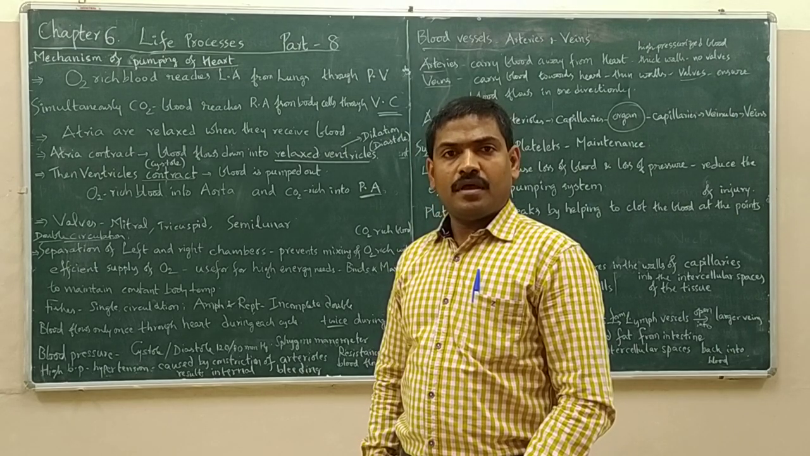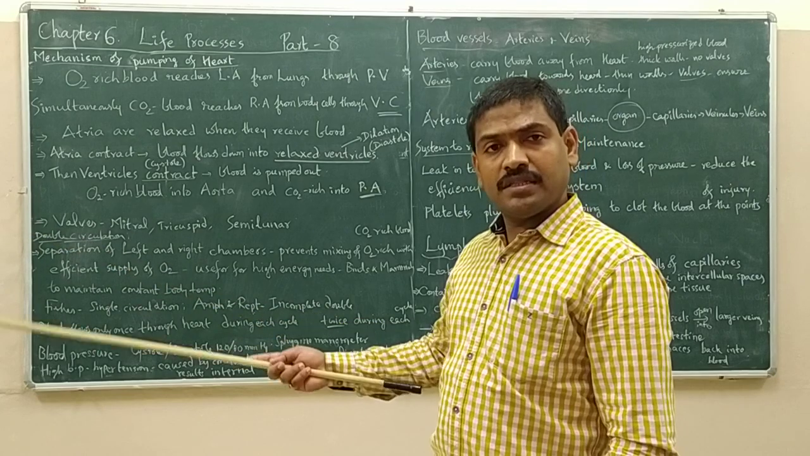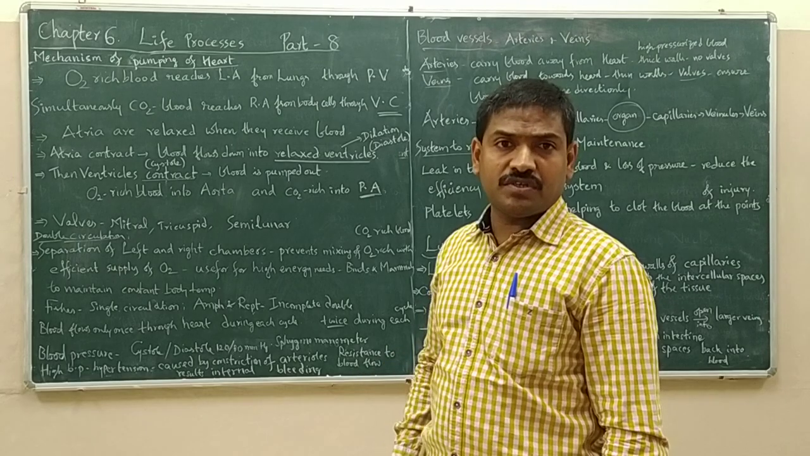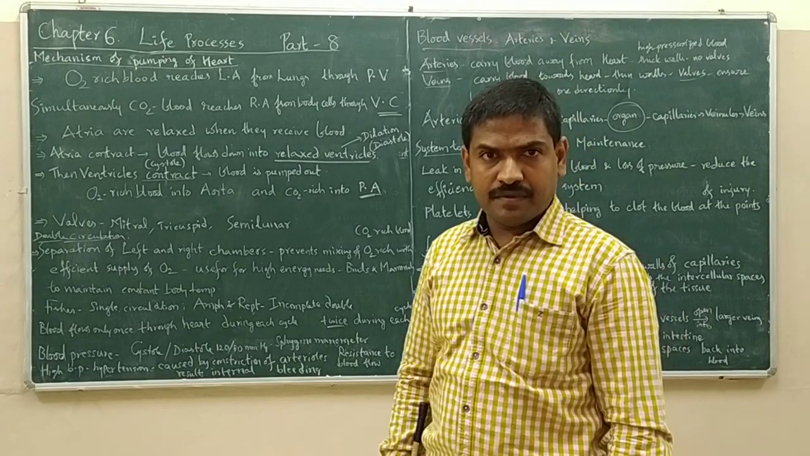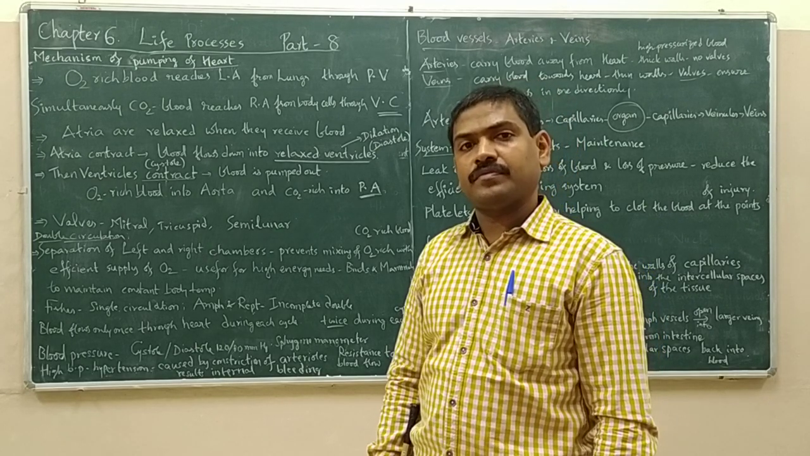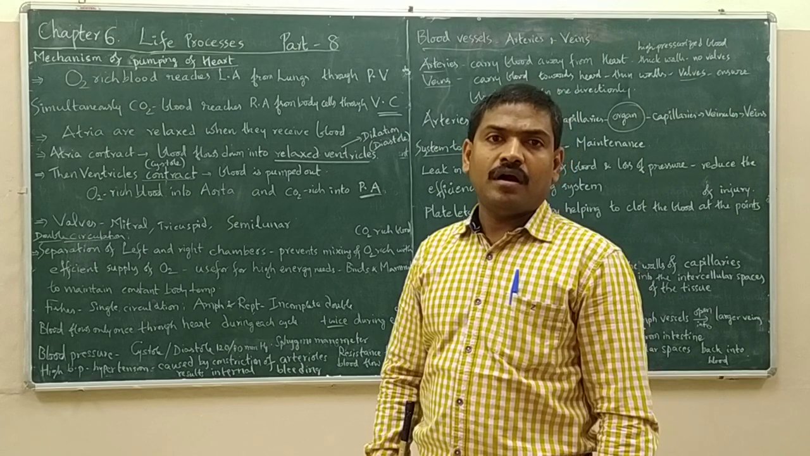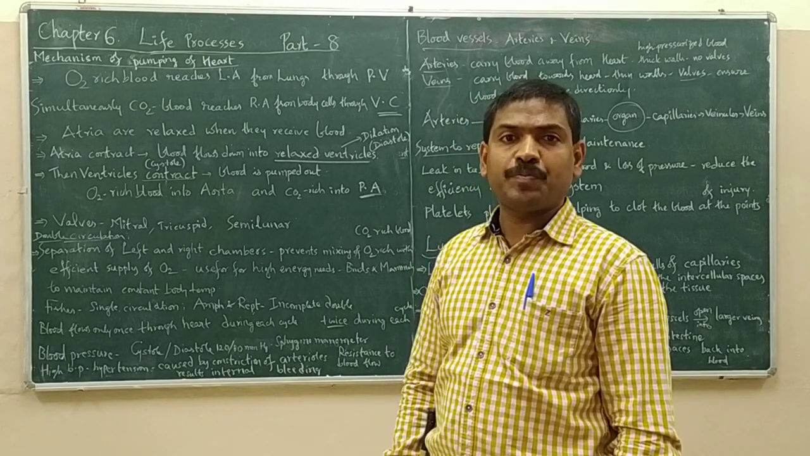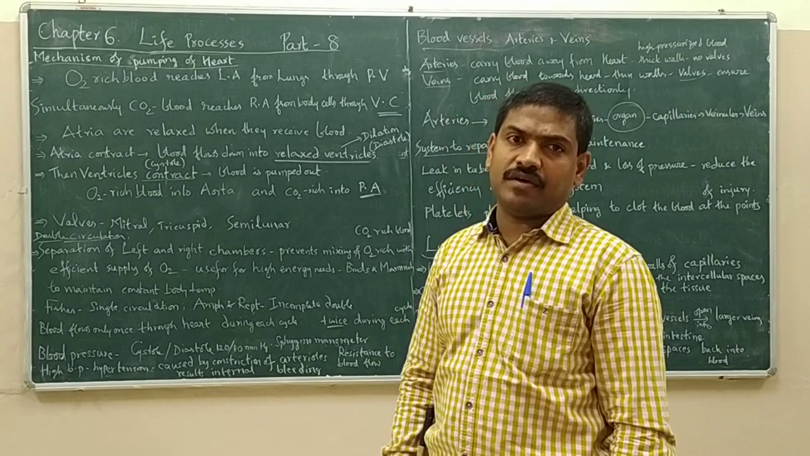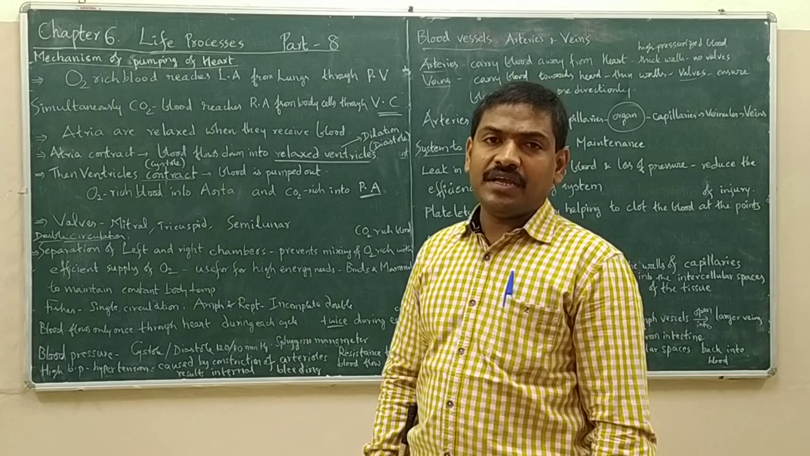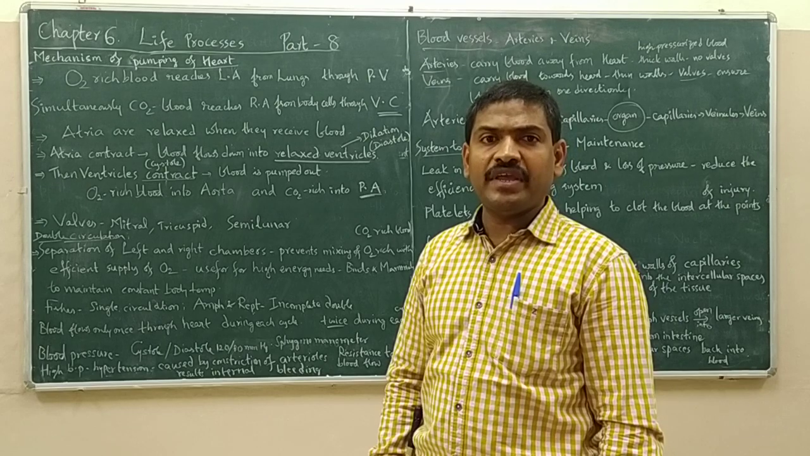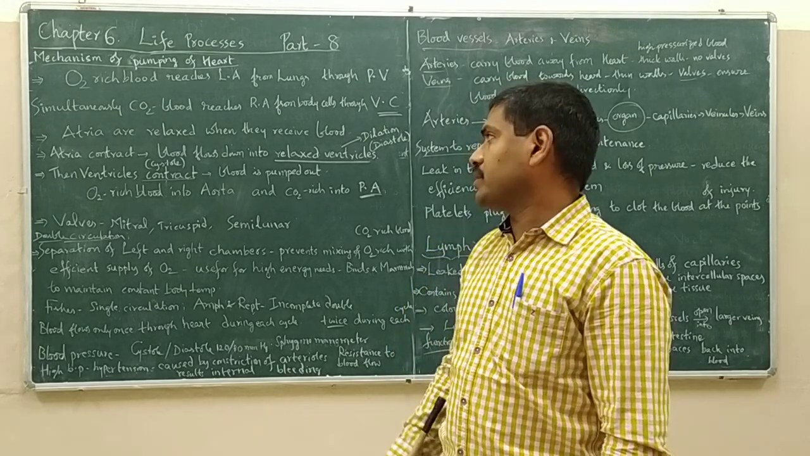Simultaneously, means at the same time, the right atrium receives carbon dioxide rich blood from all body parts through vena cava. There are 2 vena cava, upper vena cava or superior vena cava and lower vena cava or inferior vena cava. So, the right atrium receives carbon dioxide rich blood through vena cava from all body parts.